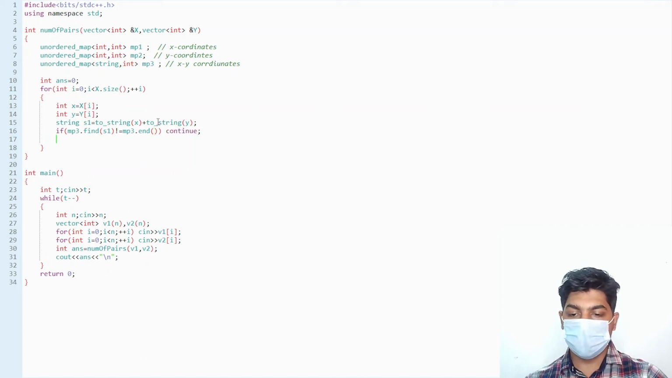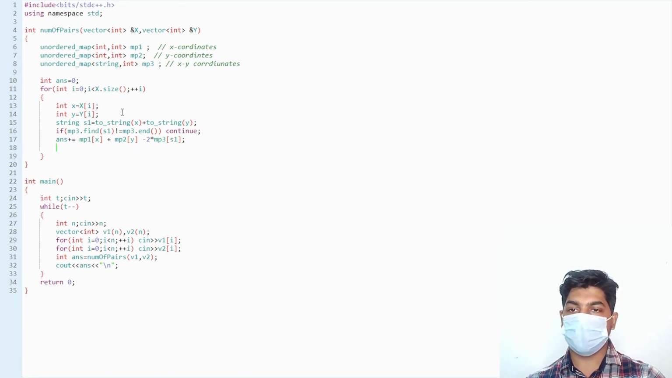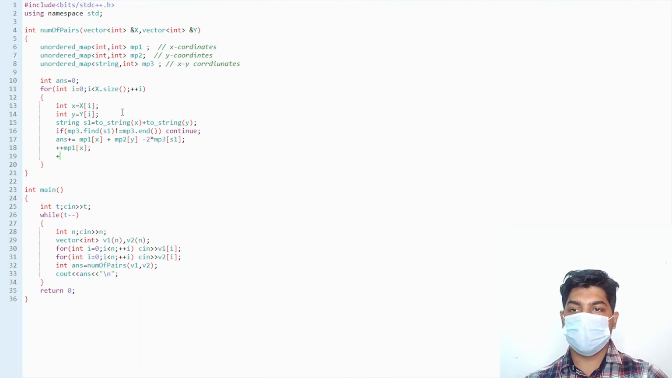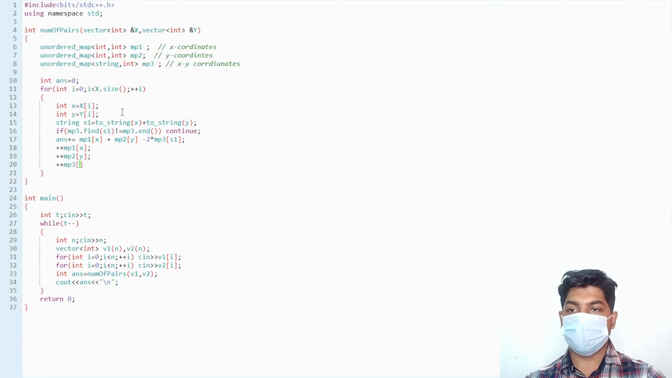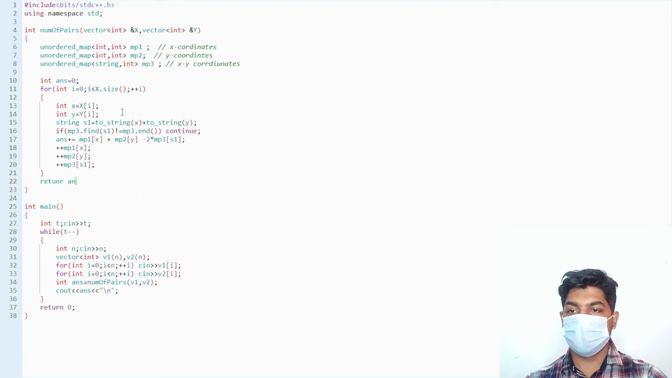Otherwise, we'll add to our answer: plus equals map 1 of x, how many x coordinates are there, plus map 2 of y, minus twice into map 3 of s1. After that, we are incrementing map 1 of x, incrementing map 2 of y, and then incrementing map 3 of s1. Finally, we have to return this answer variable.